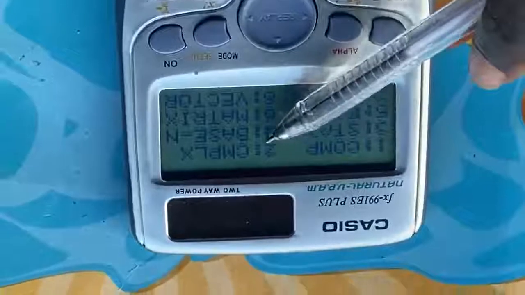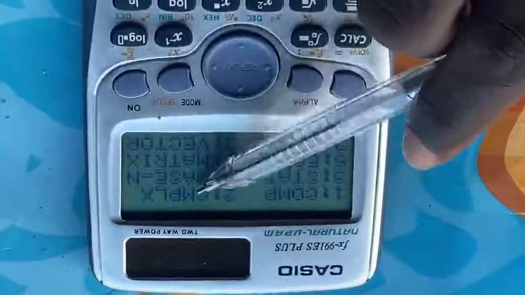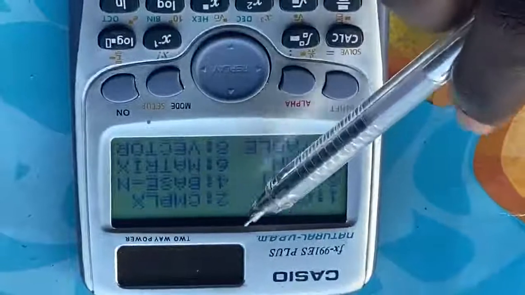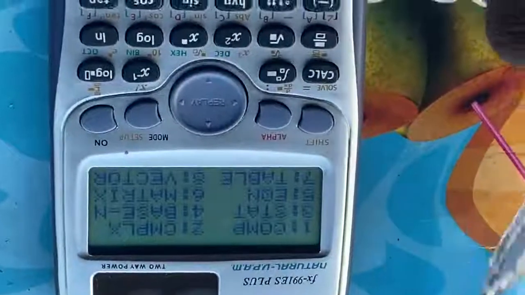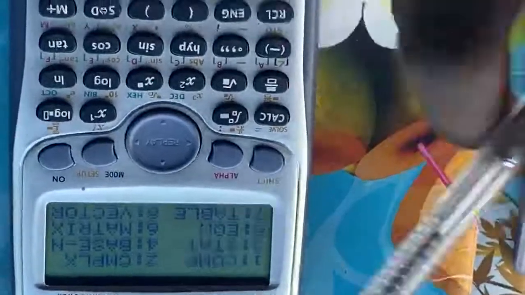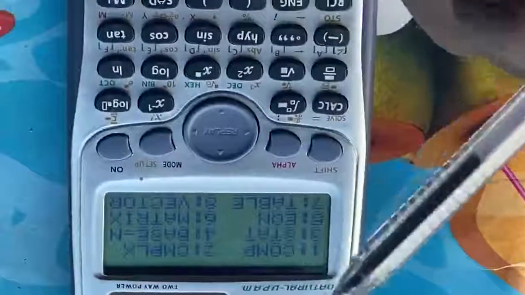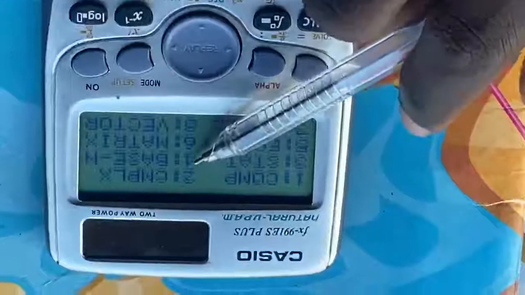And the fourth one, which is number 4, you can see the variable Base-N is used to solve number bases, like your binary numbers, hexadecimal numbers, octal. Like if you want to work on base binary, all these kinds of numbers, you choose the fourth mode.